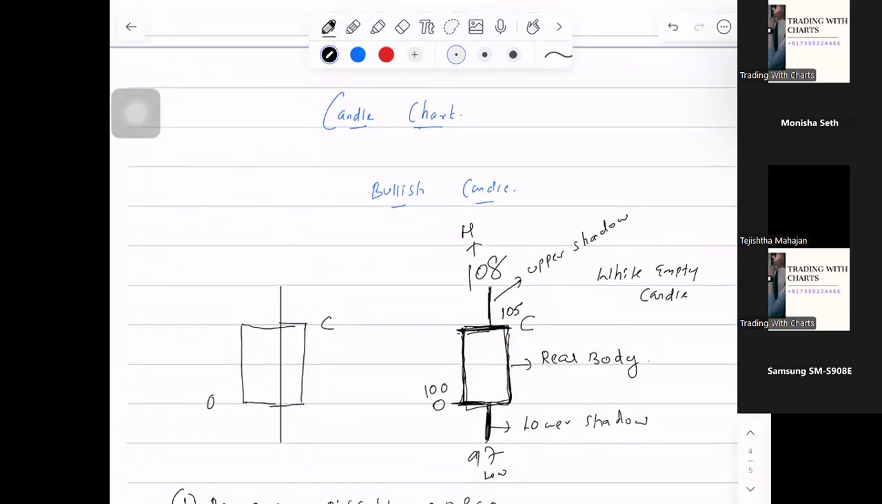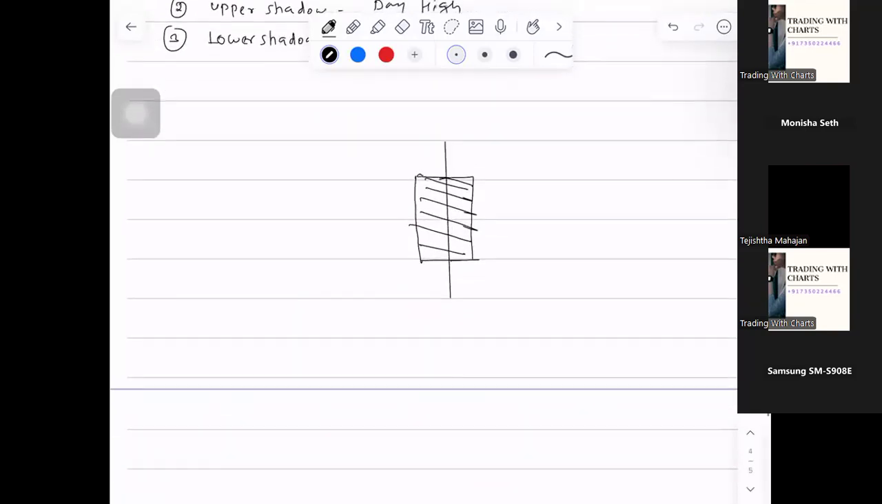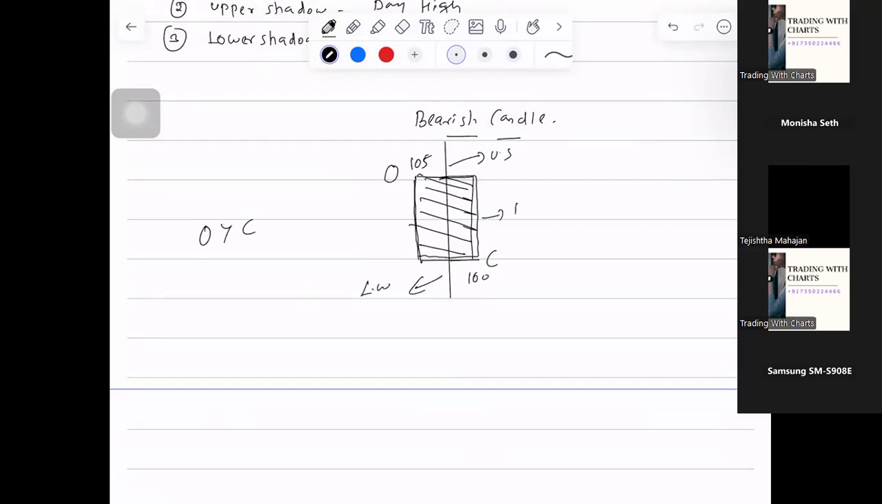See, earlier I told you this is a white empty candle. So if the candle is bullish, it will be white empty. If the candle is bearish, it will be a filled candle. So when you see a filled candle, it means it is a bearish candle. And a bearish candle means opening will be greater than closing. Let's say the price opened at 105 and closed at 100. So this is the real body of the candle, again 5 rupees. This is the upper shadow, this is the lower shadow, and this is the real body. Everything is the same. Only the difference is that now opening is greater than closing.